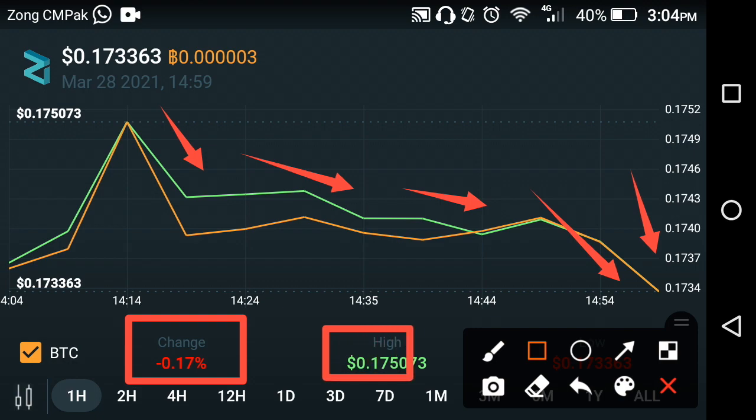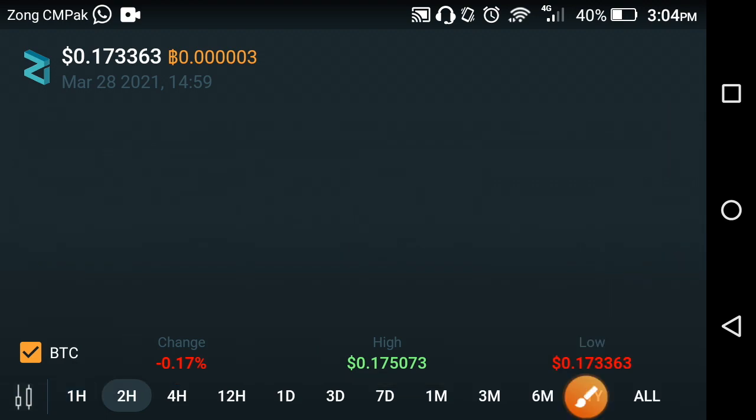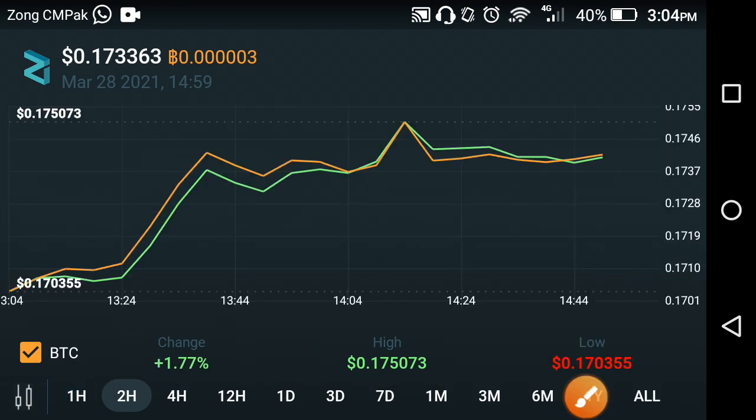And the high price of Zilliqa in the previous last 1 hour is $0.175073. That is the high price of Zilliqa in the previous last 1 hour. Now let's see what change occurred in the previous 2 hours of Zilliqa cryptocurrency in the market.